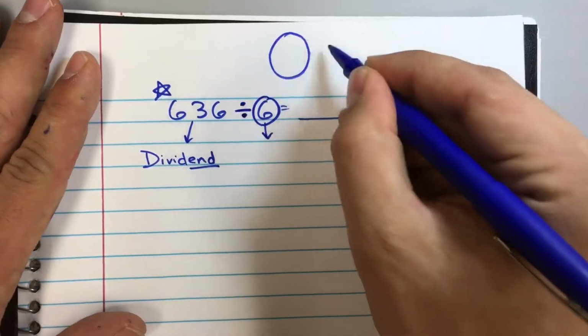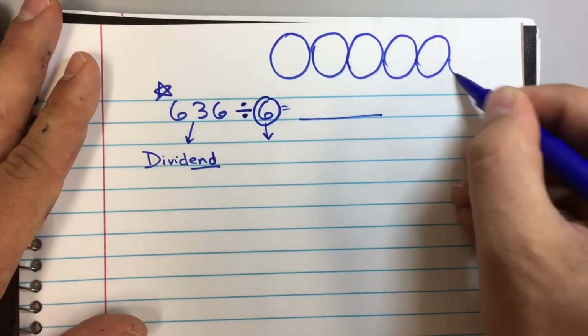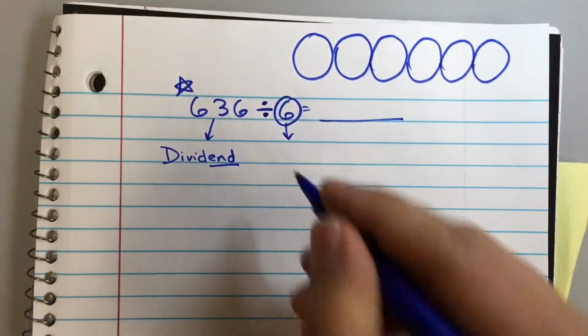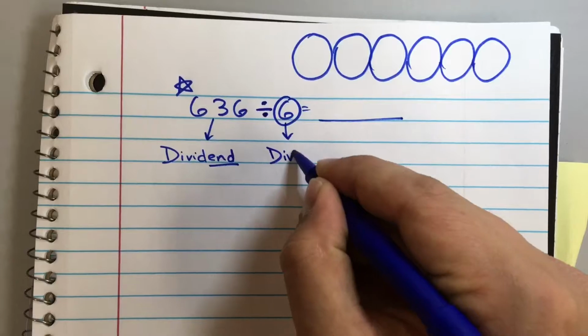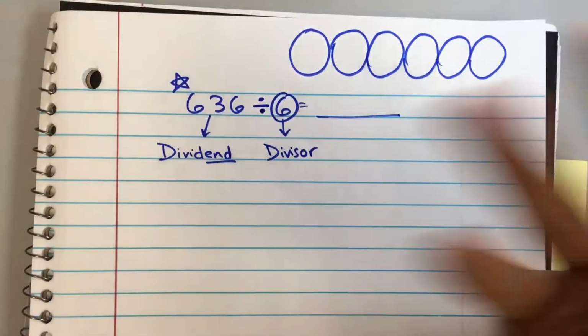I'm going to draw 6 equal groups. 6 equal groups, okay? That is called our divisor. It tells us how many groups we're dividing the number 636 into.